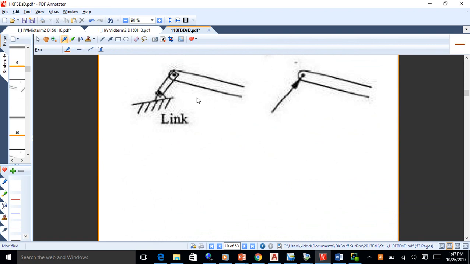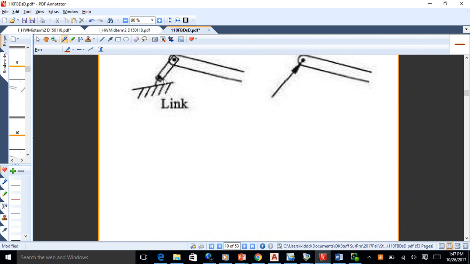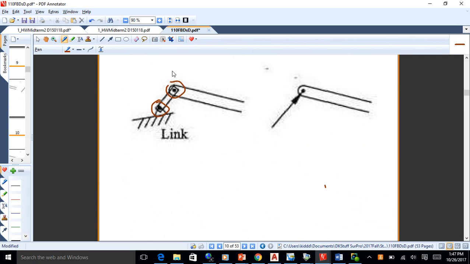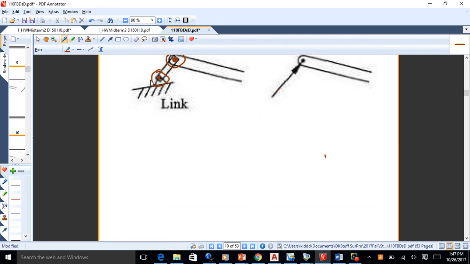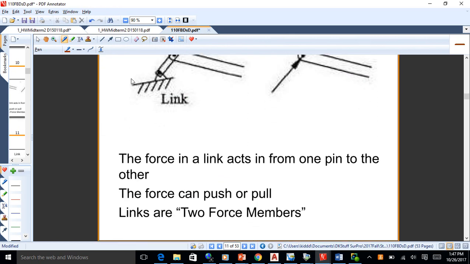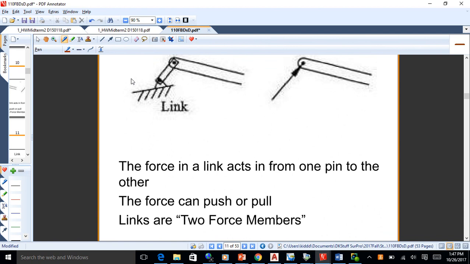Okay, the next thing is a linkage. I'm on page 360. Now, a linkage is similar to a cable. The force goes between the two pins. So a linkage usually has two pins on it, usually with a narrow piece of metal between them. If there's only two of these pins, it's a link, and the force goes between the two pins. So you just draw the line of action of the force from one pin to the other. It might push, it might pull. You don't really know. So the force in a link acts from one pin to the other. The force can push or pull.